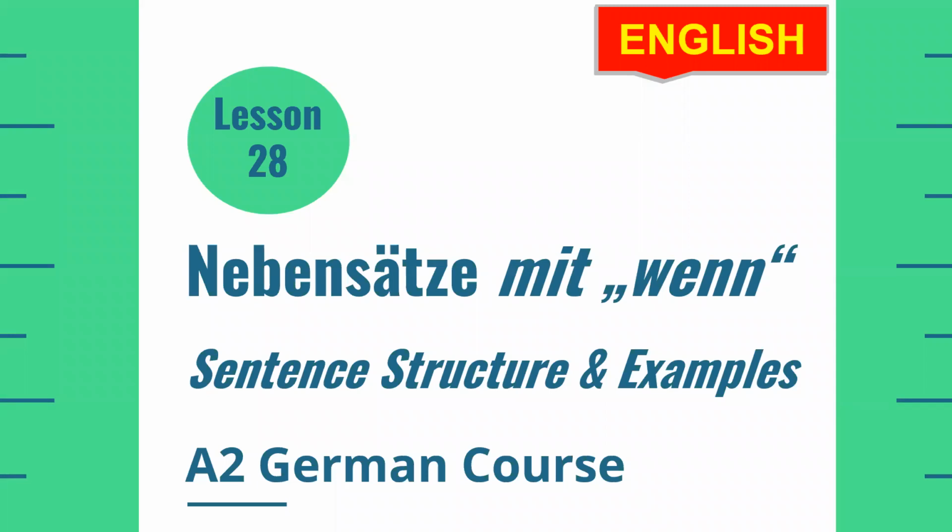Today is lesson number 28 of the A2 level of the German language course, and today we are going to talk about the Nebensätze mit wenn. Wenn is a conjunction that is used to connect two sentences. In today's lesson we will see the sentence structure and examples. So first let's have a look at two sentences.